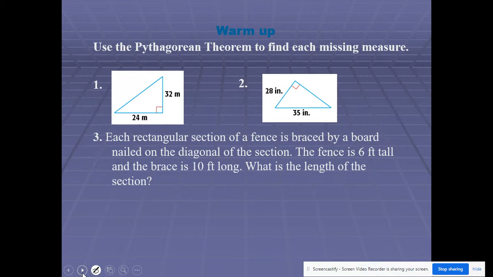All right, you try these problems. Pause it, look at these problems, and then come back. The answers are next to them.